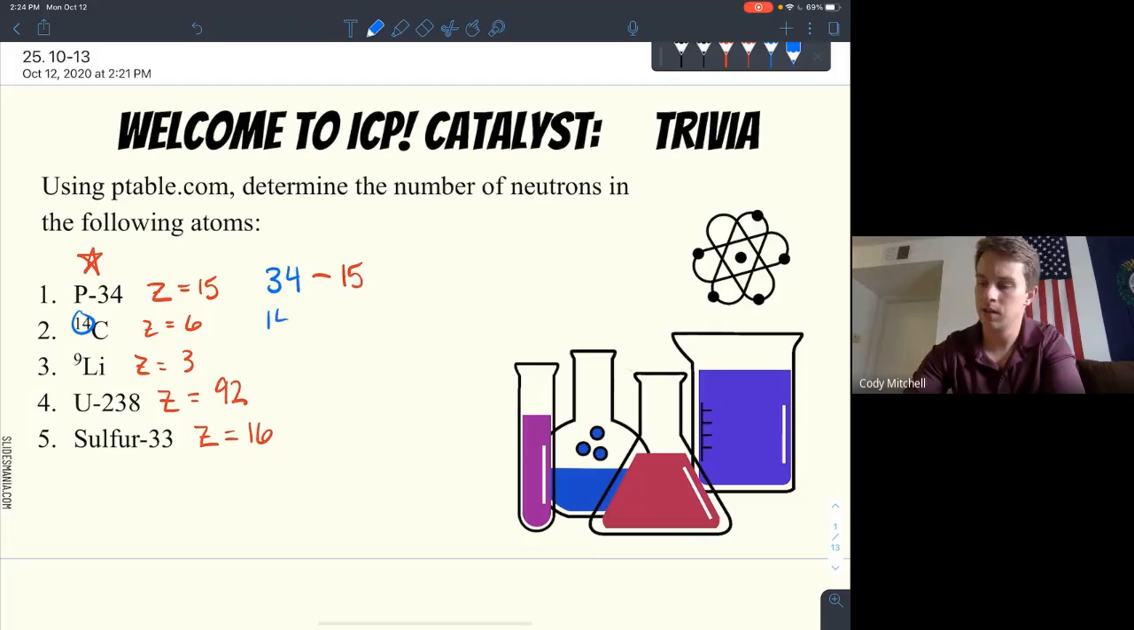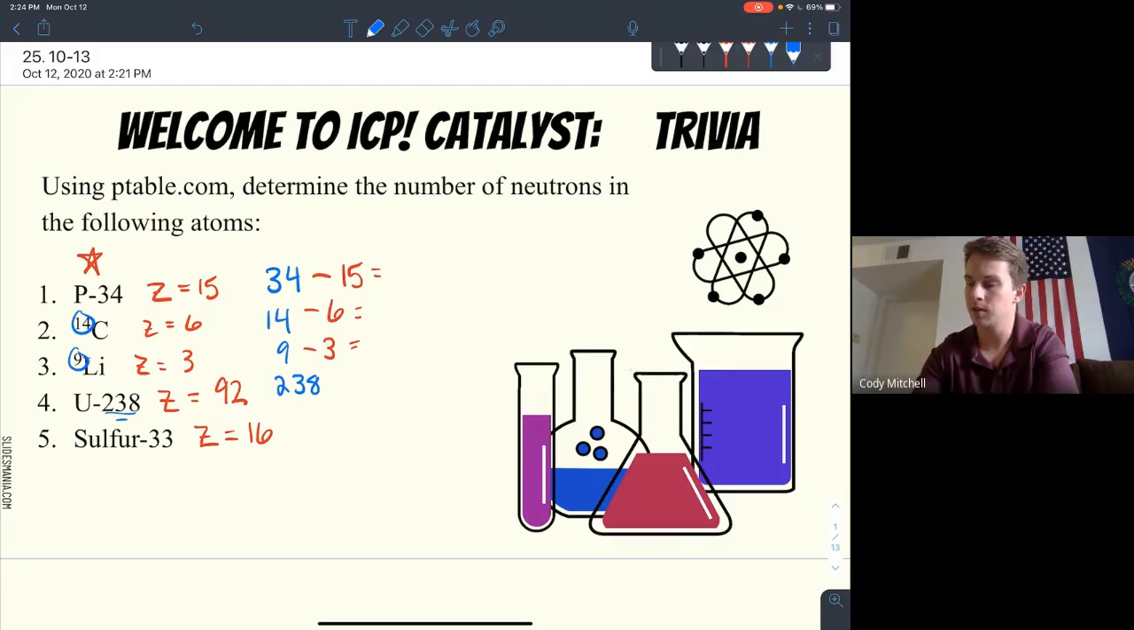Carbon is 14, and then I'm going to subtract the atomic number, which I've written as 6. Lithium has an atomic mass of 9, so I'll do 9 minus the atomic number, which is 3. And I'll go to the answer on the next slide here for y'all. But this is just the overall process for solving these types of problems. I take the atomic mass, which is this number that it gives me within the isotope notation, and I subtract the atomic number. That gives me the number of neutrons. Last one, sulfur, 33. So it has an atomic mass of 33, atomic number of 16. Okay, so this is what your work should look like for all of these problems.